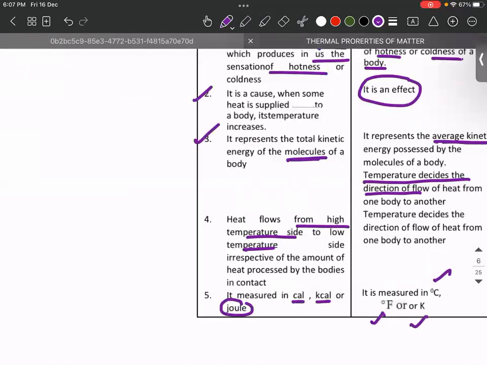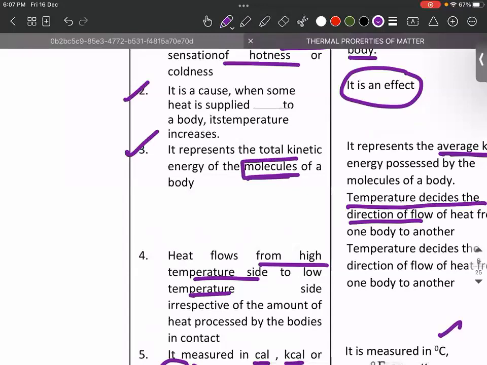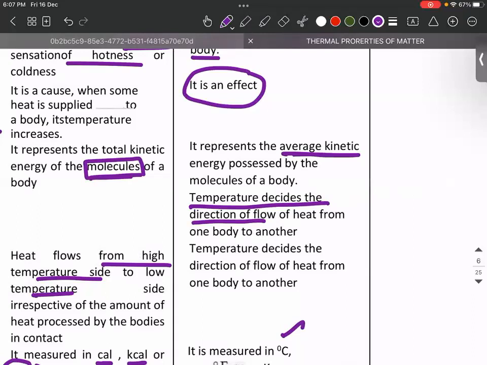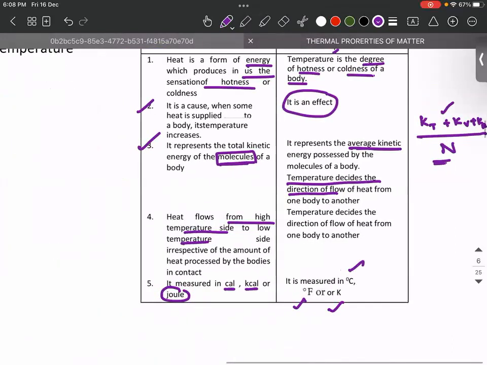Right? So it represents the total energy of molecules, whereas average kinetic energy means you add all the values of each molecule and divide it by the total number of molecules that are present in it. So this is what is called the average. If we then multiply the average by n, that is the total kinetic energy, and the total kinetic energy represents the heat that is present in the system.